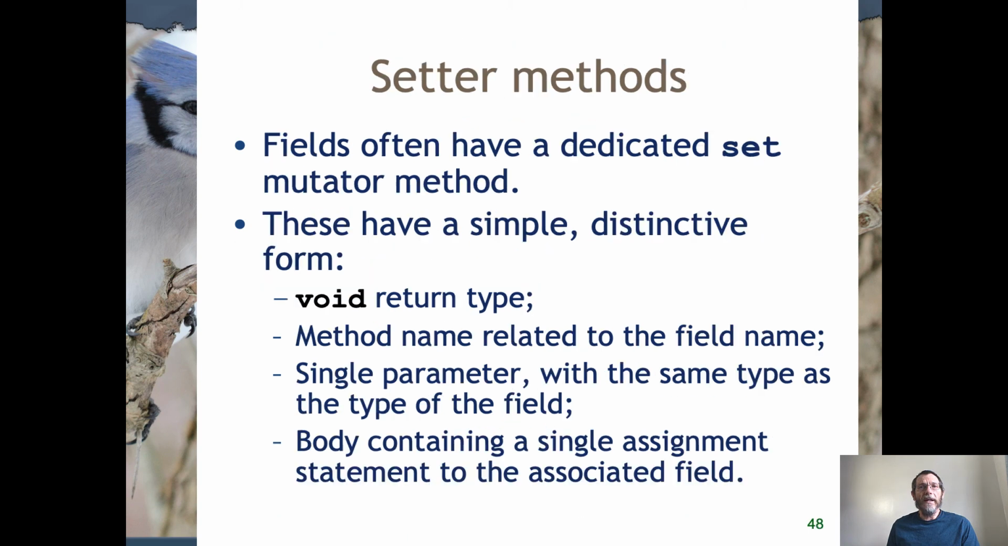And just as we saw with getters, it's quite common for fields to have a dedicated set mutator method. Once again, they have a very simple distinctive form. The return type will be void, because this time the idea is the object is carrying out an action on its state. So it's not returning some information, it's being asked to change something. Again, the method name will relate to the field name. It will be set something, whether something is the name of the field, with appropriate camel case changes. And then these methods will typically take a parameter whose type is the same as the type of the field being changed. In other words, these methods are being used to overwrite the current value of an instance variable with the value of the parameter being passed in. And then the body of the method contains a single assignment statement to the associated field.